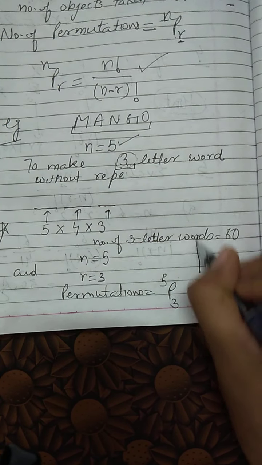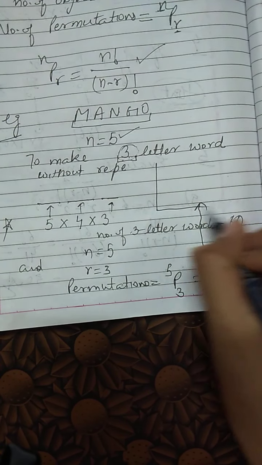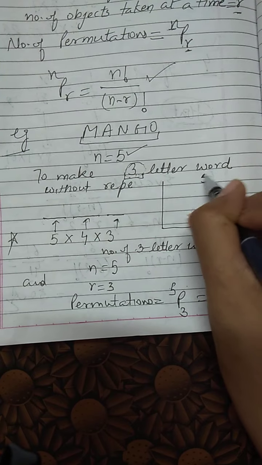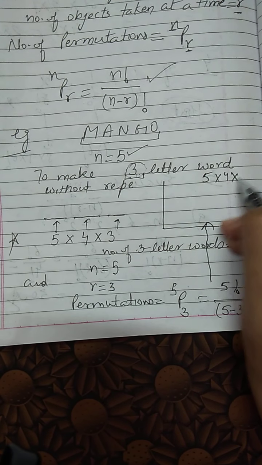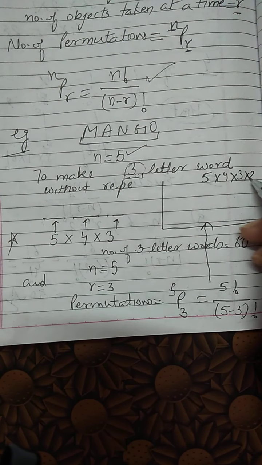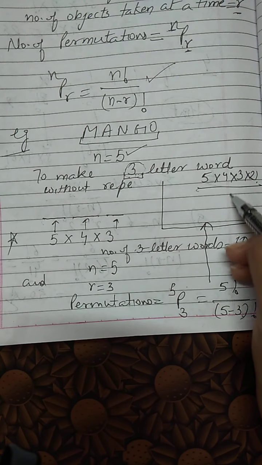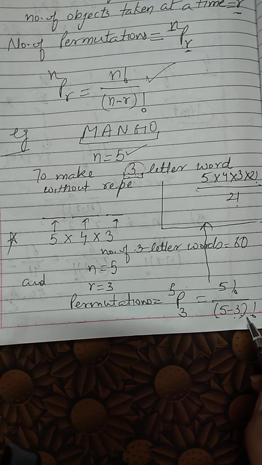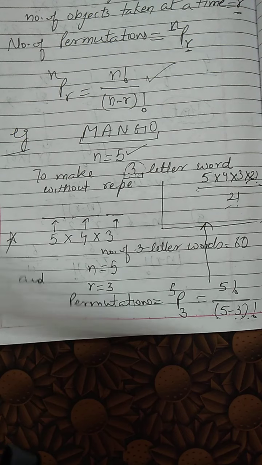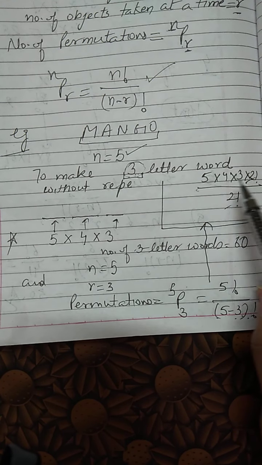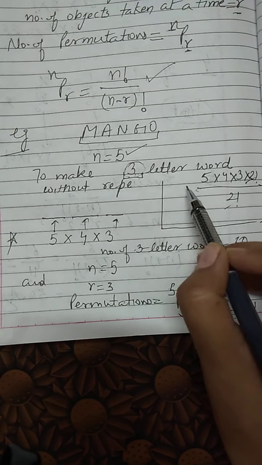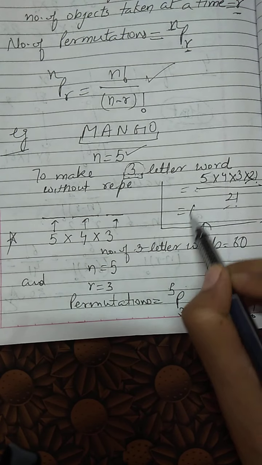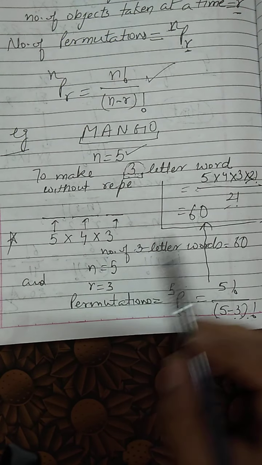Let me explain here on the same page. So it will be 5 into 4 into 3 into 2 factorial divided by 2 factorial, because 5 minus 3 is 2 factorial. The 2 factorial cancels. So 5 into 4 into 3, this is also 60. So both the answers are the same.